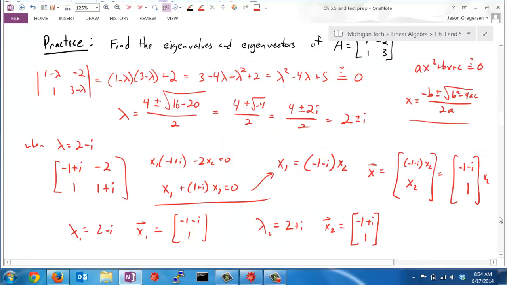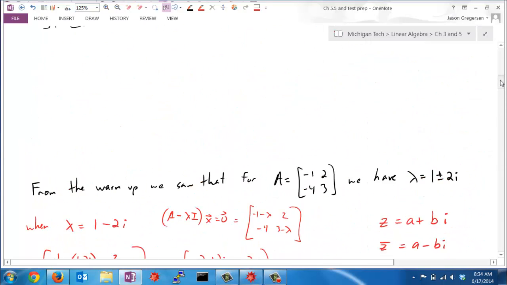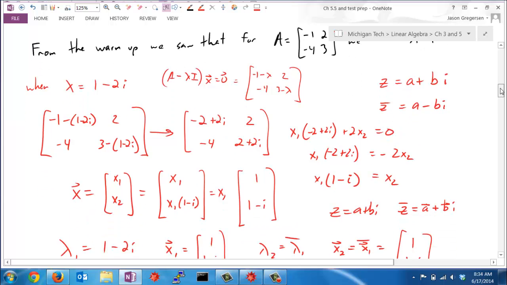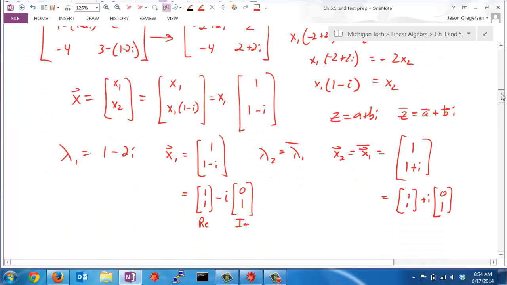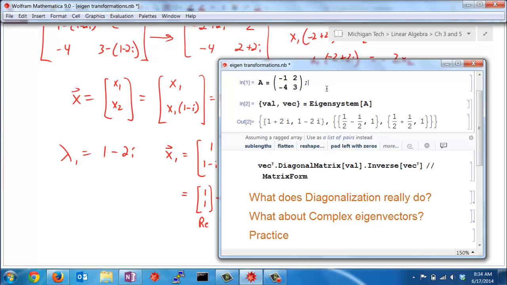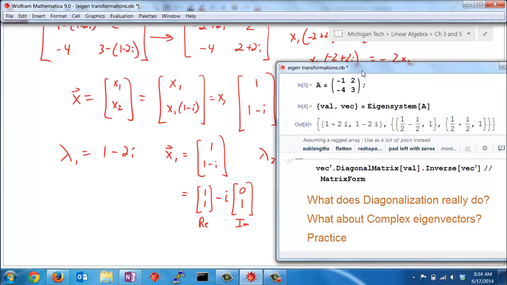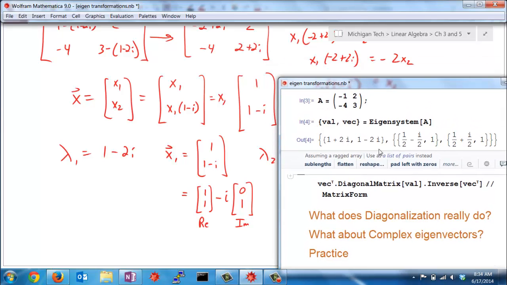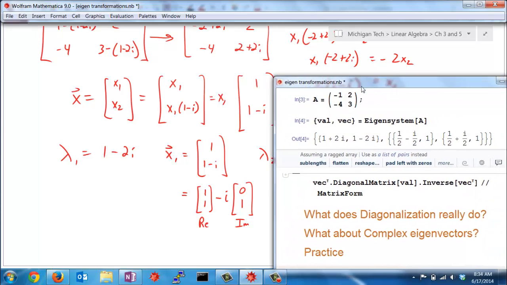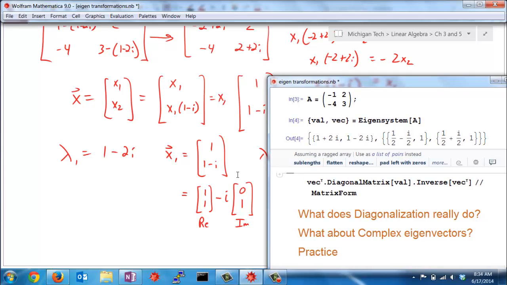So I'm going to scroll back up to our warm-up real quick just to see the solutions. And in Mathematica, we just define the matrix, run Eigensystem. It will deal with the complex values no problem. Sure enough, we got 1 plus or minus 2i. They will order these, so 1 minus 2i should be associated with this eigenvector right here. And that certainly looks a lot different than my eigenvector. Right? I had 1 over 1 minus i, and they have some fractions of the i in the top.